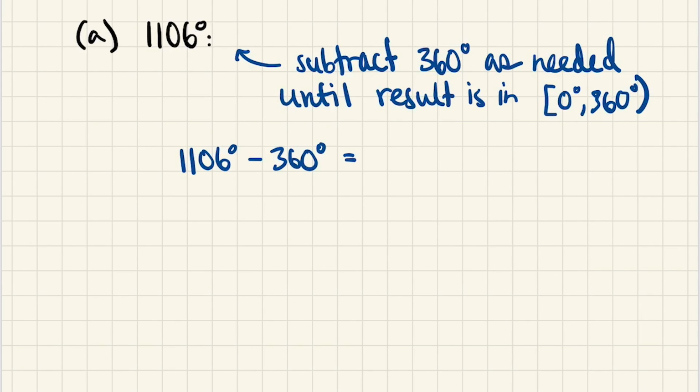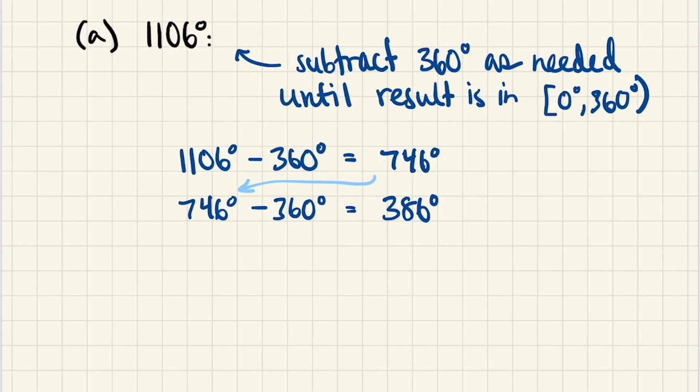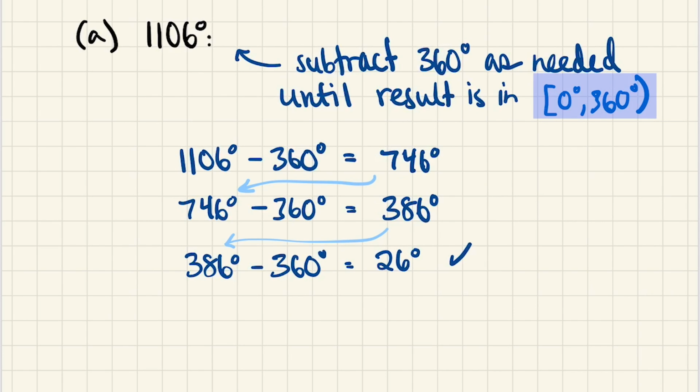So subtracting 360 degrees one time will give us 746 degrees. That's too big, so we'll do it again. And now we get 386 degrees as a result. Still too big, so do it again. And we get 26 degrees. And 26 degrees is between 0 and 360, so we're good.